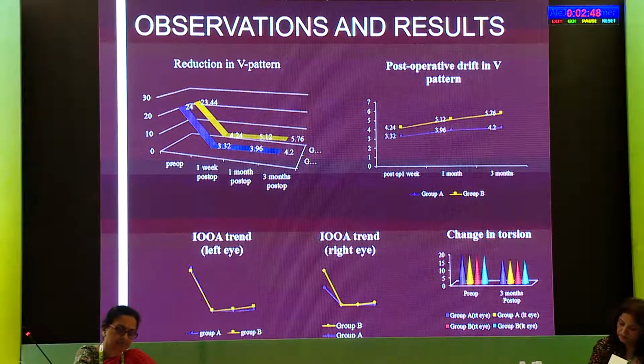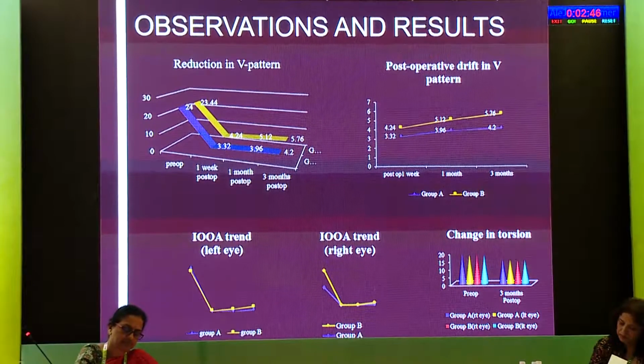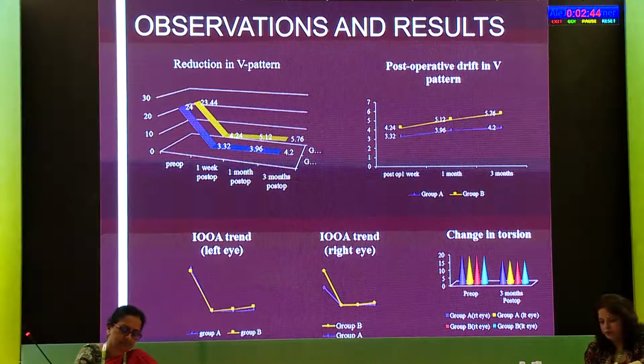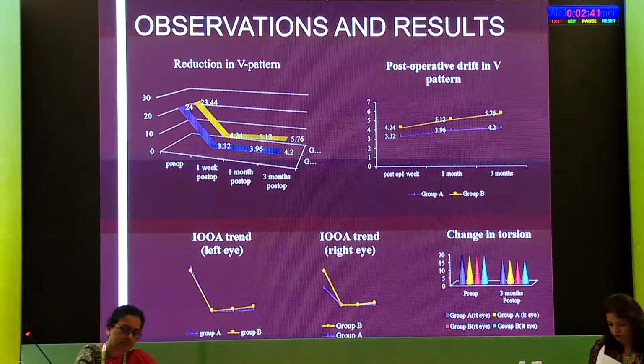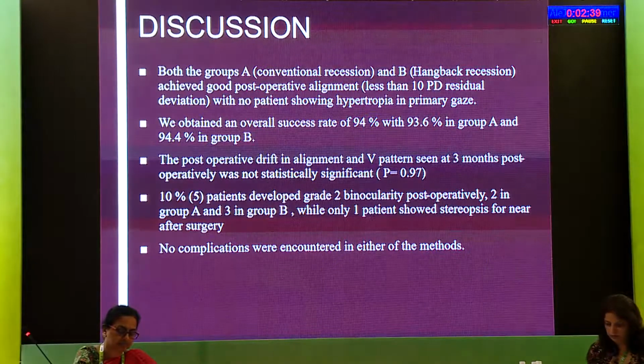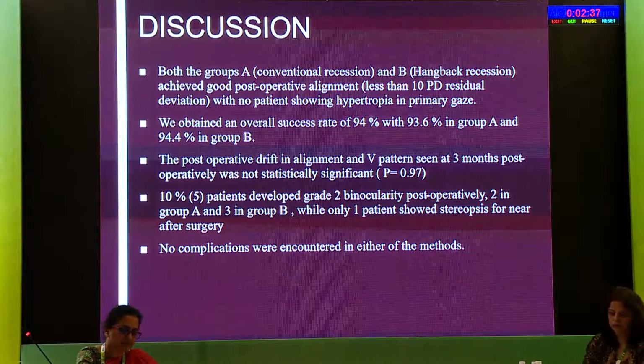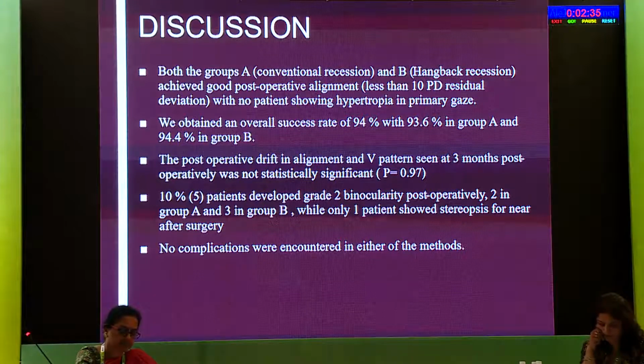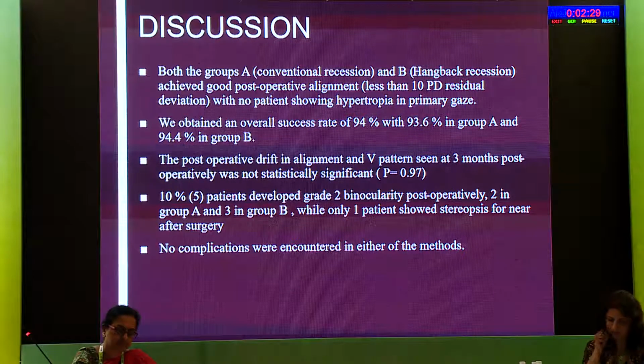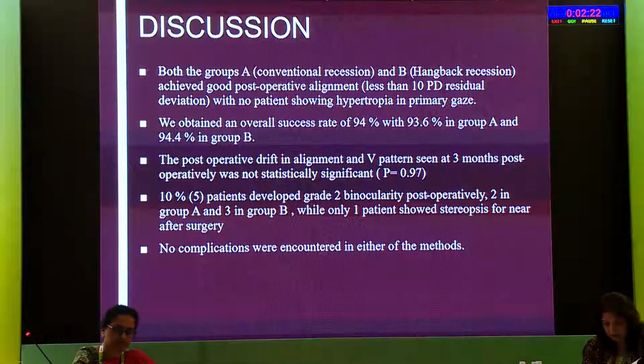Our main concern was the postoperative drift in V pattern. There was a slight postoperative drift in both the groups, but the difference was not statistically significant. Both groups A and B achieved good postoperative alignment. There were no patients showing hypertropias. We obtained an overall success rate of 94% in group A and 93.6% in group B. The postoperative alignment at 3 months was not statistically significant.